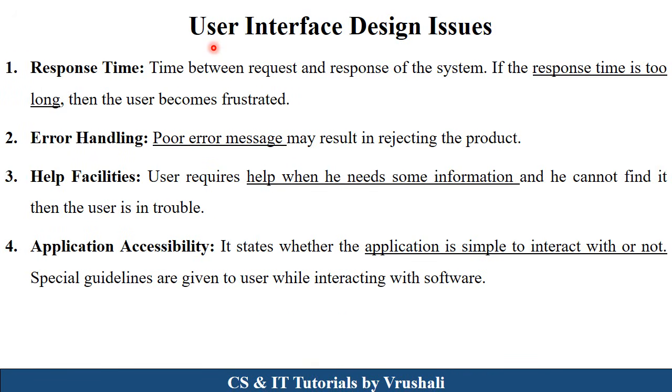Now the next topic is user interface design issues. What issues have been generated in this particular design? There are a total of 4 types of issues. The first one is response time. What happens sometimes is your system hangs, right? At that time the user gets frustrated. So this is one of the issues generated in user interface design.